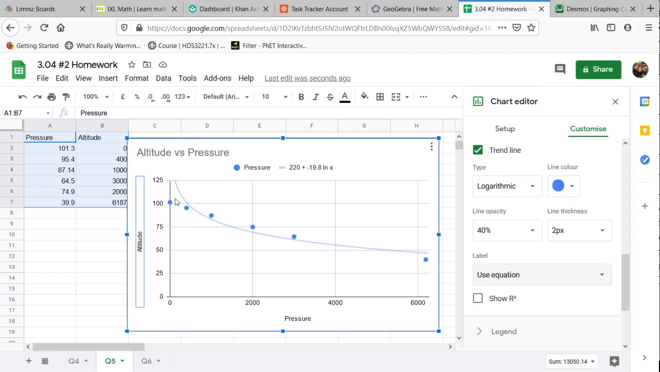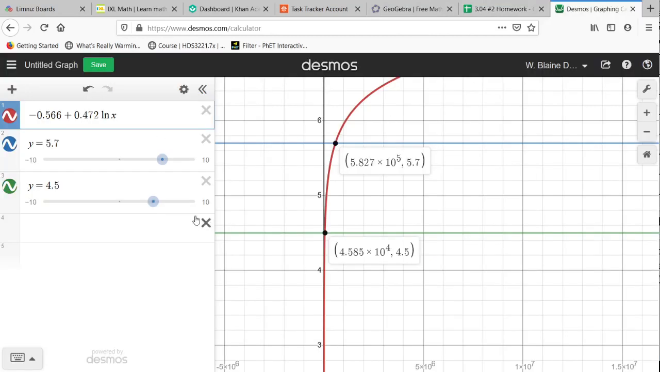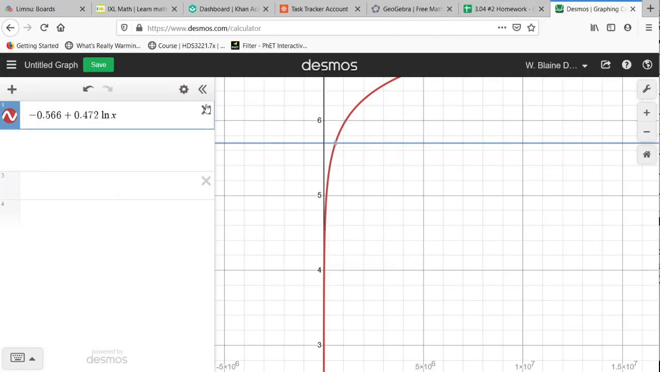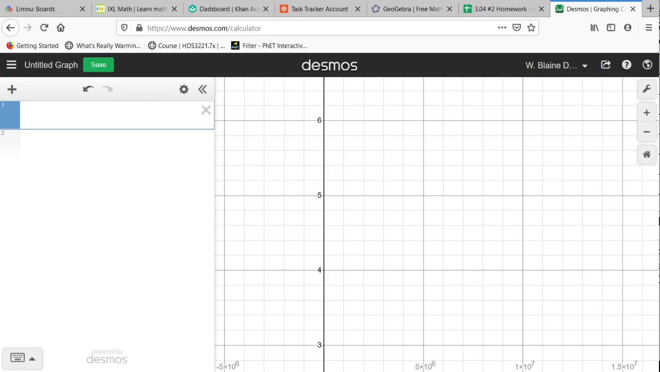So Michael lives at an altitude of 139 meters. Determine the pressure setting that he needs to use to calibrate his watch. Round your answer to the nearest tenth. So here that's a case of y equals 139, find the x. So if we reset all of these, our function is 220 minus 19.8 log x.